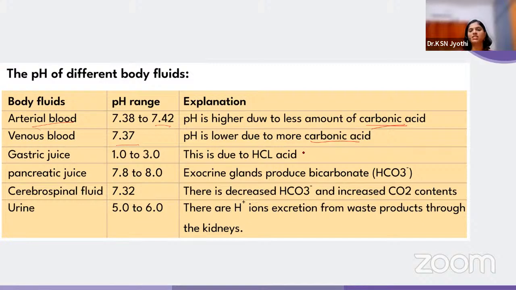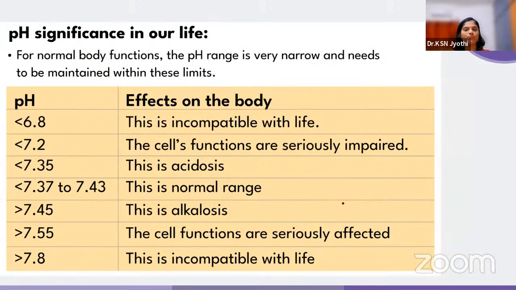Then gastric juice, as I said, because of HCl, this is highly acidic. Pancreatic juice also has a higher pH because it produces a lot of bicarbonate ions. So if there is an increased bicarbonate ion, the pH increases. Cerebrospinal fluid, again, like your blood, around 7.32. Urine, 5 to 6, because there are a lot of H plus ions that are excreted from the waste products through the kidneys. So these are all the general pH levels in the body fluid. Again, all these are maintained exclusively because of the buffering system inside the body.